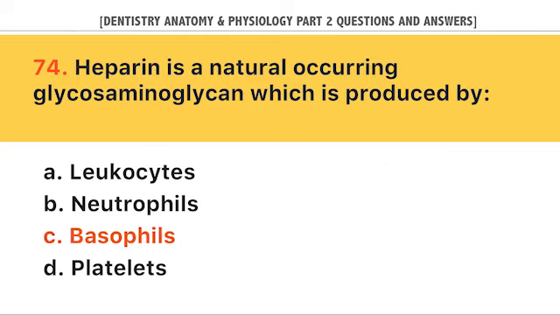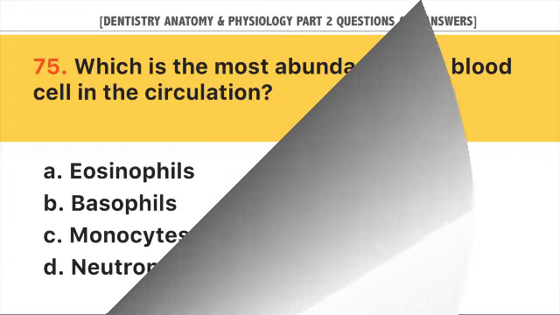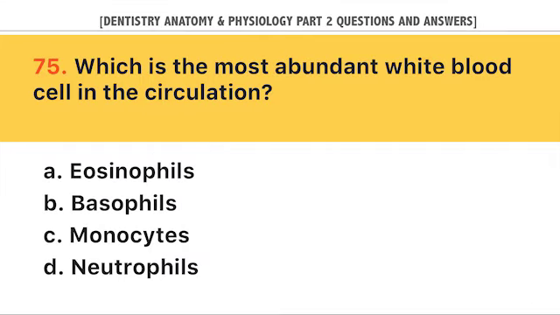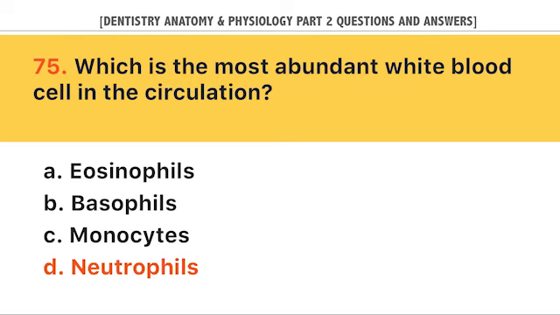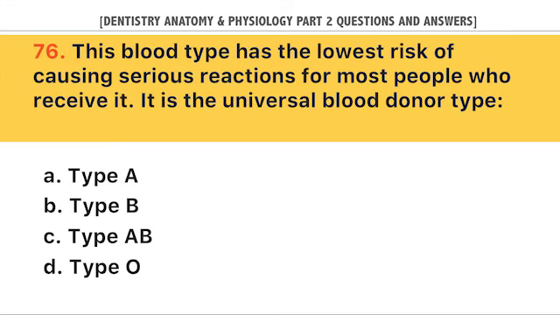Answer: C. Basophils. Which is the most abundant white blood cell in the circulation? A. Eosinophils, B. Basophils, C. Monocytes, D. Neutrophils. Answer: D. Neutrophils. This blood type has the lowest risk of causing serious reactions for most people who receive it.